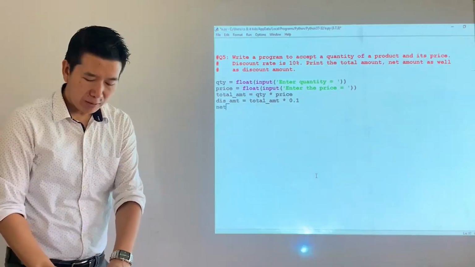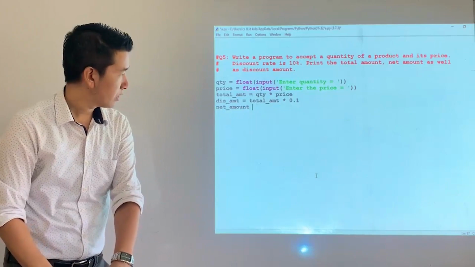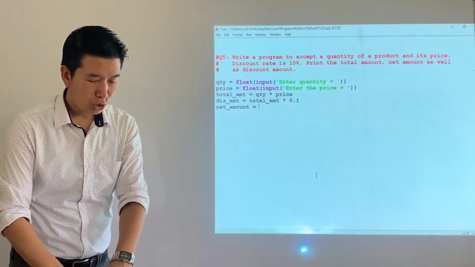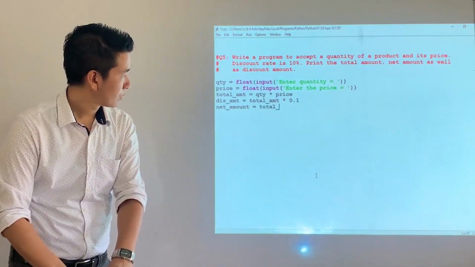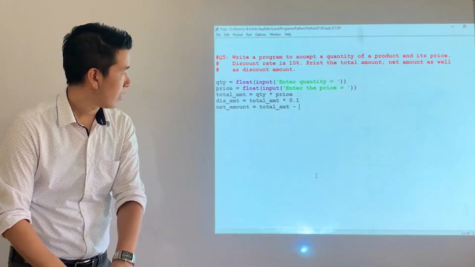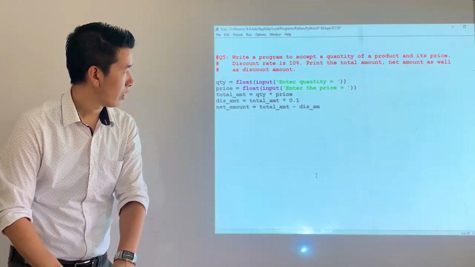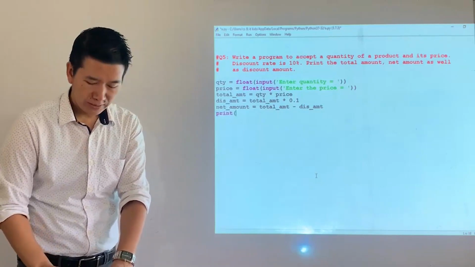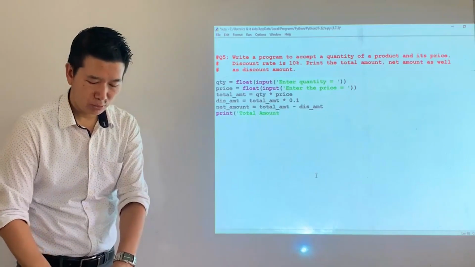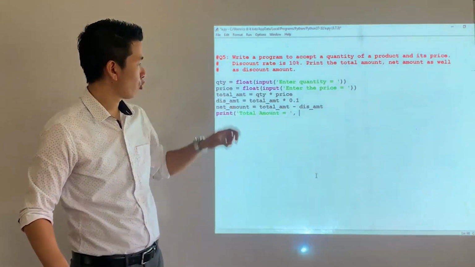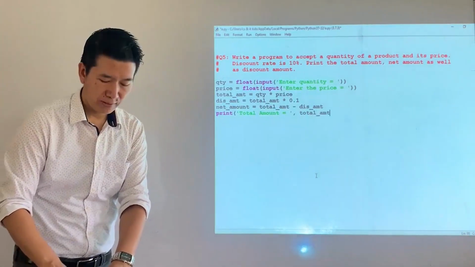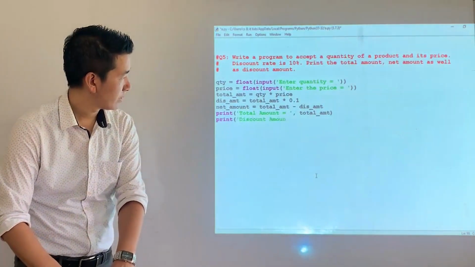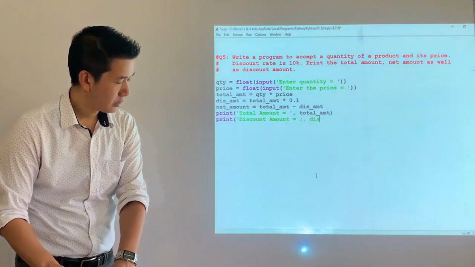And then let's calculate the net amount. The net amount is the amount after deducting the discount amount from the total amount. So total amount, make sure you get the spelling right, minus the discount amount. And finally, it's time to print the output. The total amount is equal to the variable which has the total amount. The next is print, the discount amount, which is equal to the discount amount variable.